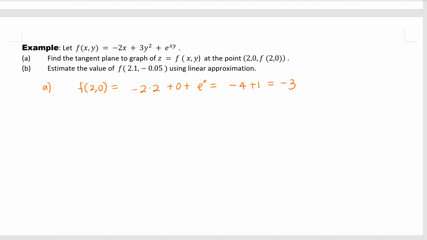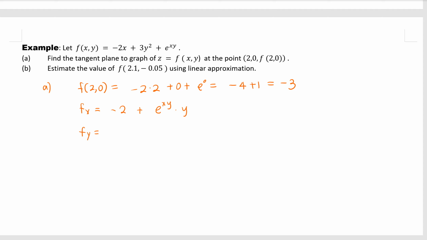And then we want to find partial f partial x. That equals, we suppose the y is constant. We want to take the derivative with respect to x. So we have minus 2. And then 3y squared is just going to be 0. The derivative of it is 0. And then e to the xy, this is chain rule. E to the u is e to the u times u prime. But xy prime, we're taking the derivative with respect to x. So the derivative of x is 1, but the constant multiple y stays there.